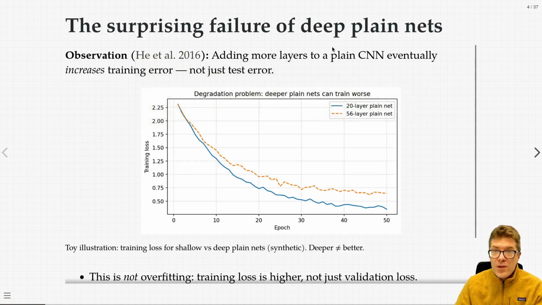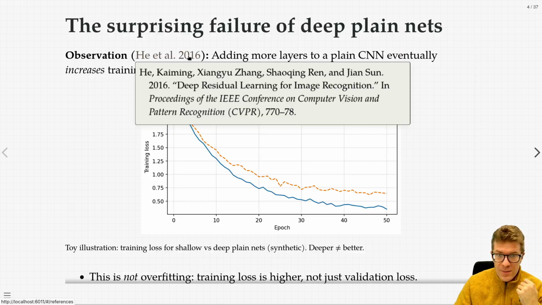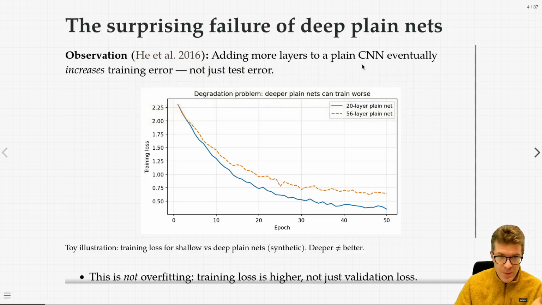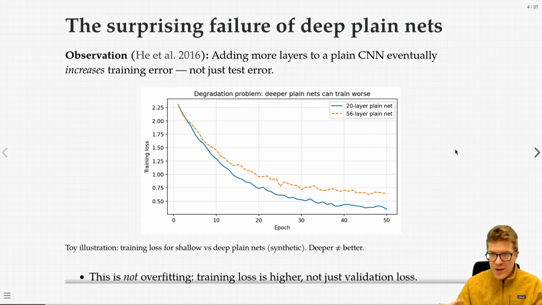So, one surprising failure of deep plain nets goes back to 2016, but the message remains: for a lot of architectures, if you keep adding more and more layers to a plain CNN of the type we've defined in the previous module, eventually you're going to end up increasing training error, not just test error. This is a cartoon example, so I'm not sharing the code, but the idea is that you'll end up looking something like this.